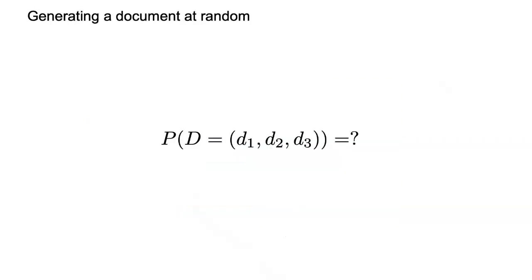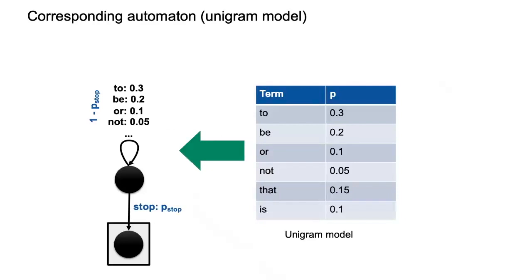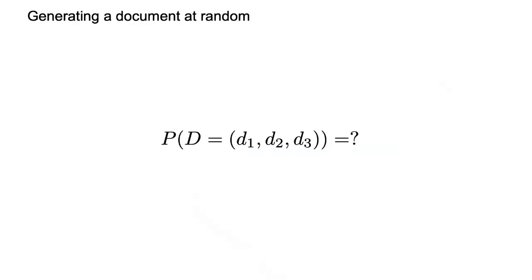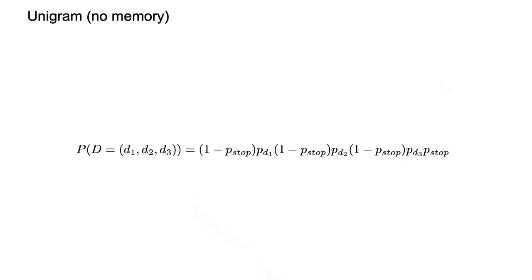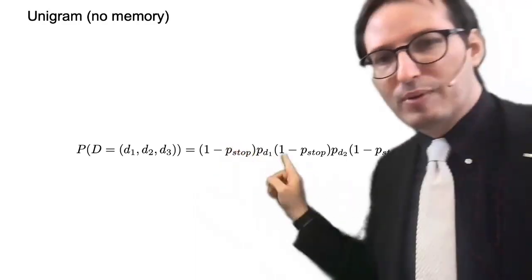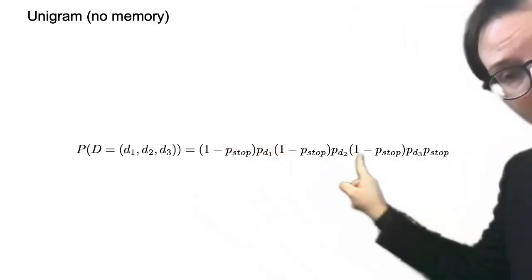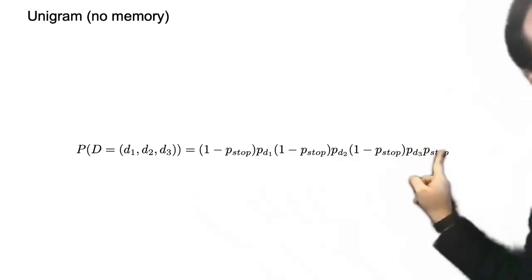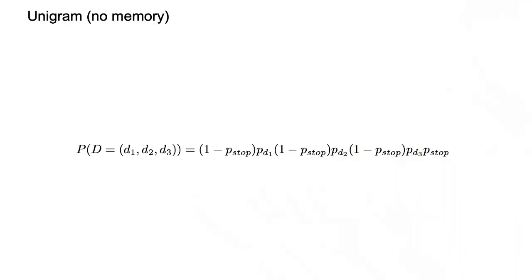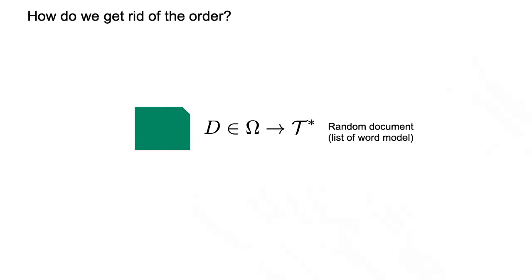Okay, so now I did it with actual numbers. What if we actually write down the formula? Just the formula of what I've just done. It's basically this. It's exactly what I've done with the example of to be and not to be, right? So it's 1 minus p stop, then the probability for the first term, then 1 minus p stop, probability for the second term, 1 minus p stop, probability for the third term, and p stop. It's that simple. It's a simple product of numbers. That's the Unigram model. Okay.